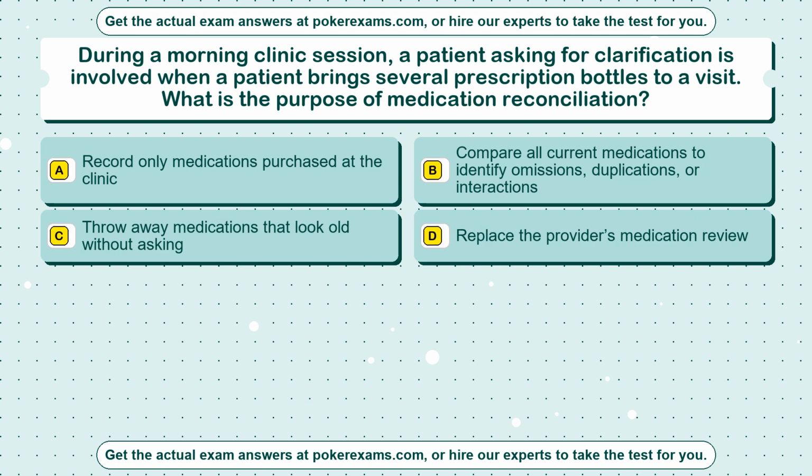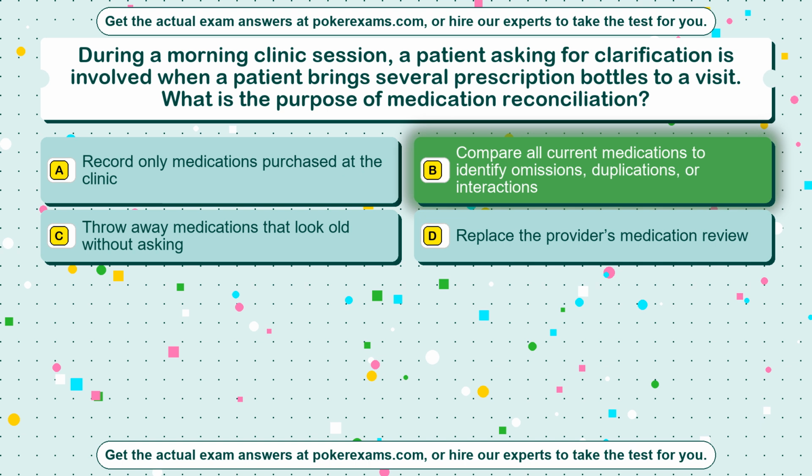Question 43. During a morning clinic session, a patient asking for clarification is involved when a patient brings several prescription bottles to a visit. What is the purpose of medication reconciliation? Option A, record only medications purchased at the clinic. Option B, compare all current medications to identify omissions, duplications, or interactions. Option C, throw away medications that look old without asking. Option D, replace the provider's medication review. The correct answer is option B, compare all current medications to identify omissions, duplications, or interactions.